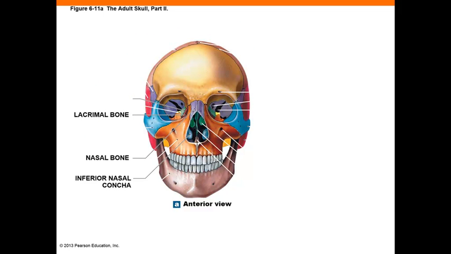This is an anterior view of the nasal and lacrimal bones. Also in this figure, I have labeled the inferior nasal conchae, which project from the lateral walls of the nasal cavity, and their main purpose is changing the airflow to improve the sense of smell.